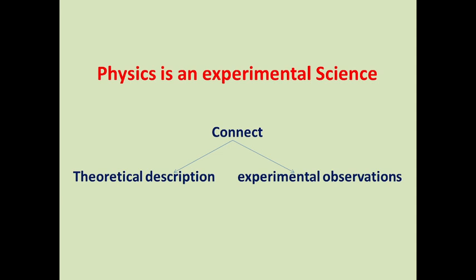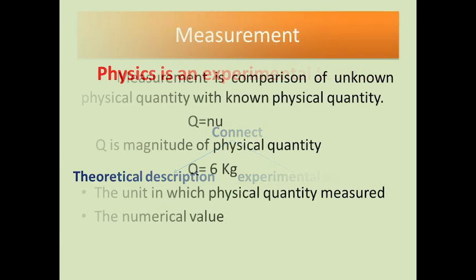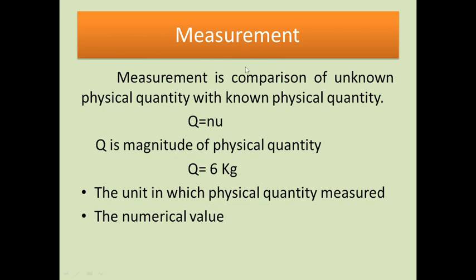As we know, physics is an experimental science. To understand physics or any experimental science, we must be able to connect our theoretical description of nature with our experimental observation of nature. So if we want to understand any physical or experimental concept, we need to connect the theoretical description to the experimental observations. So how can we do it? With the help of what? Units and measurements.